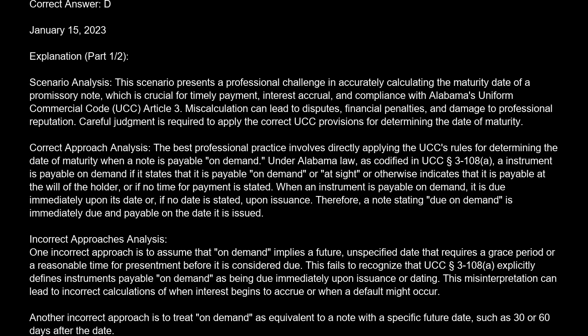Incorrect approach analysis. One incorrect approach is to assume that on demand implies a future, unspecified date that requires a grace period or a reasonable time for presentment before it is considered due. This fails to recognize that UCC Section 3-108A explicitly defines instruments payable on demand as being due immediately upon issuance or dating. This misinterpretation can lead to incorrect calculations of when interest begins to accrue or when a default might occur.